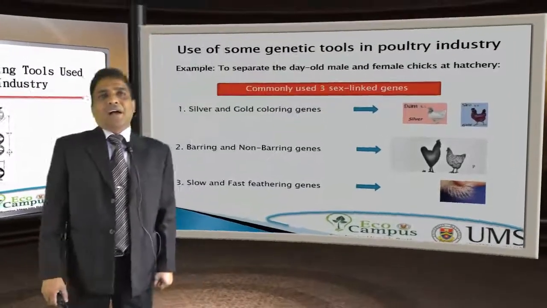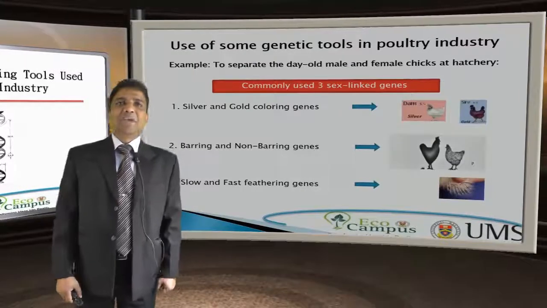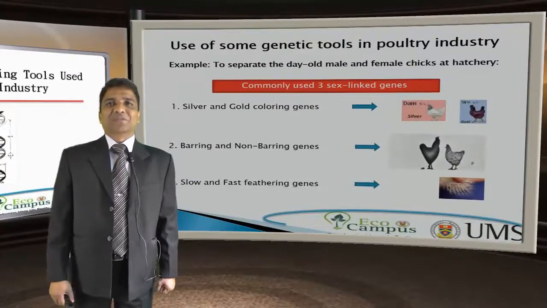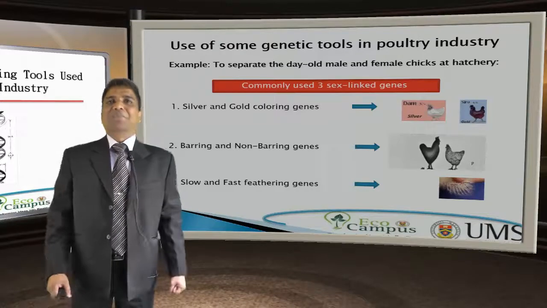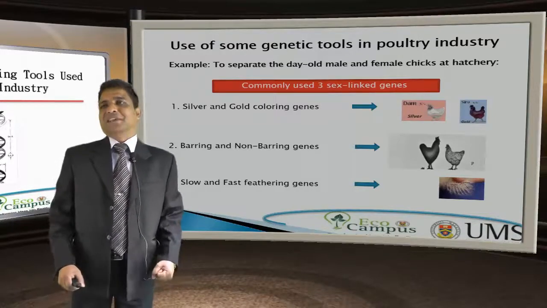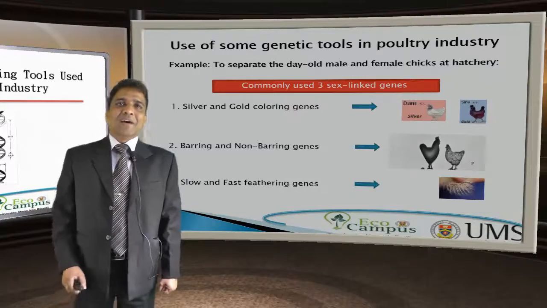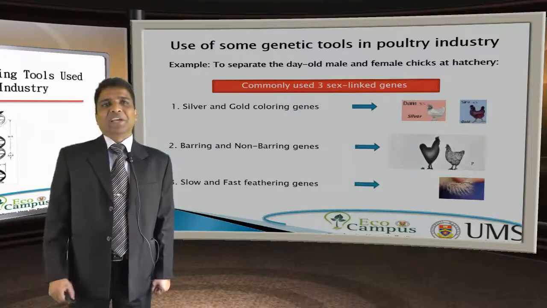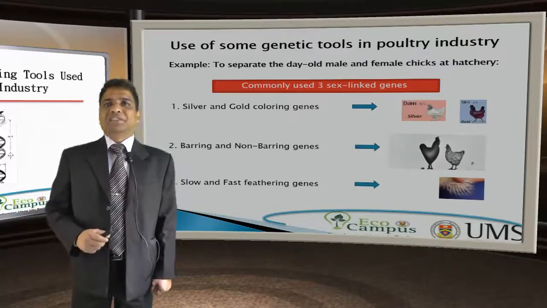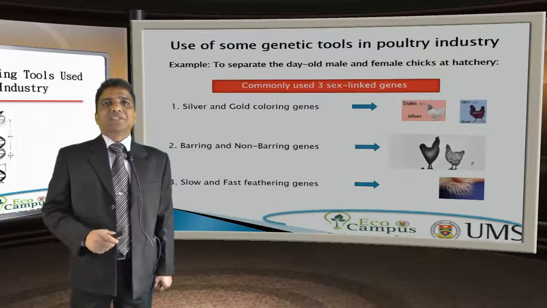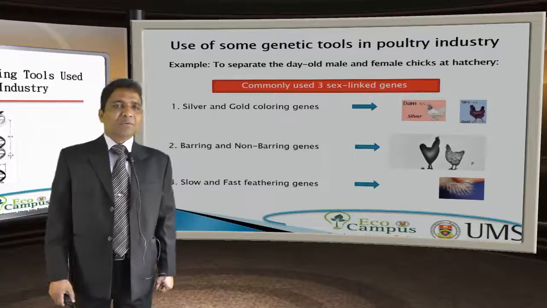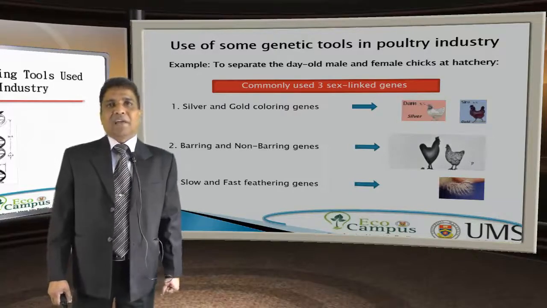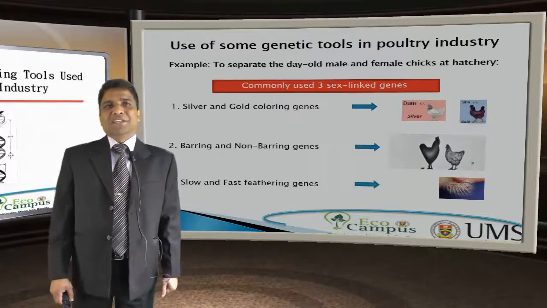Here, I'm showing you some uses of the genetic tools in the poultry industry. I'd like to give you one example. The poultry hatchery is the segment of the poultry industry that produces the baby chicks. And these baby chicks are bought by broiler producers or egg-laying farmers.